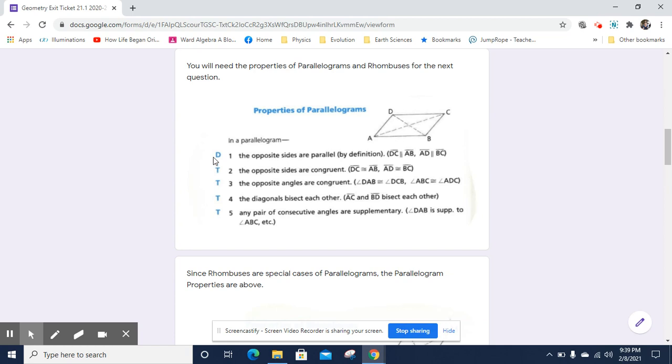The reason I included parallelograms is mainly because rhombuses are special cases of parallelograms. So they have all the same properties of parallelograms plus a few extras. You'll want to read through these. Opposite sides are parallel in a parallelogram. Opposite sides are congruent. The opposite angles are congruent. That's really important today. With this one, diagonals bisect each other, and any pair of consecutive angles are supplementary.